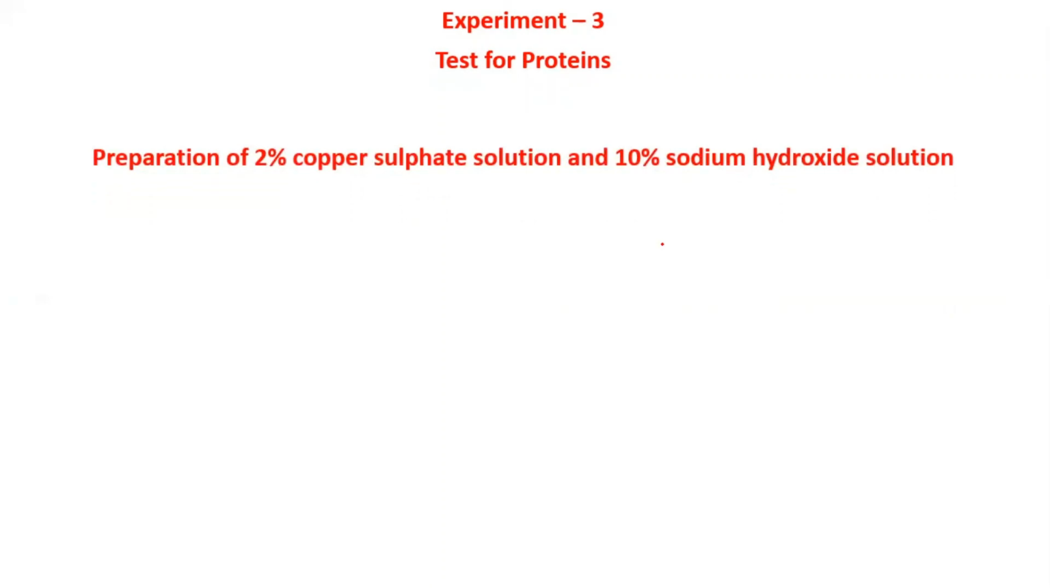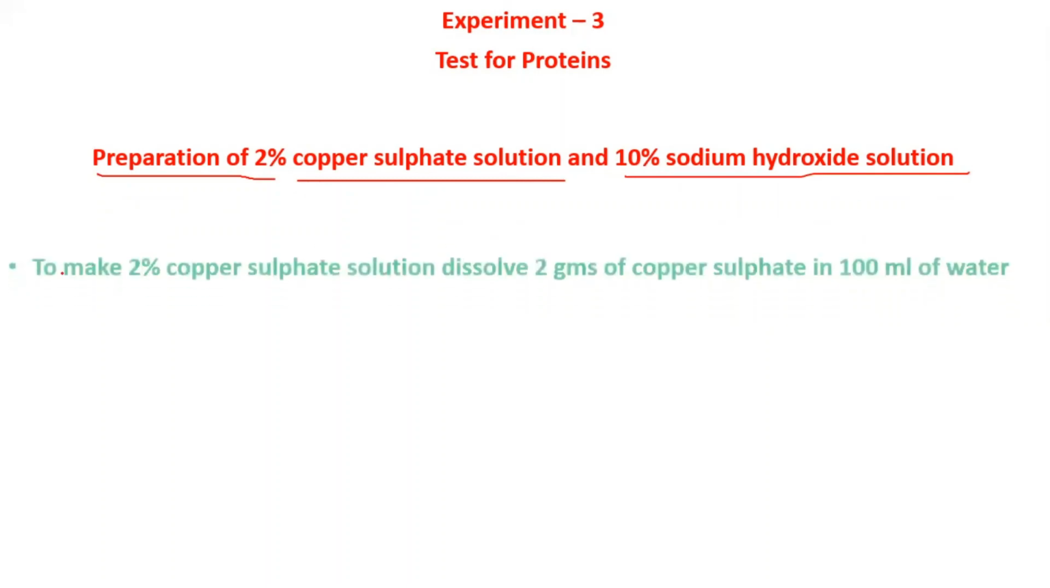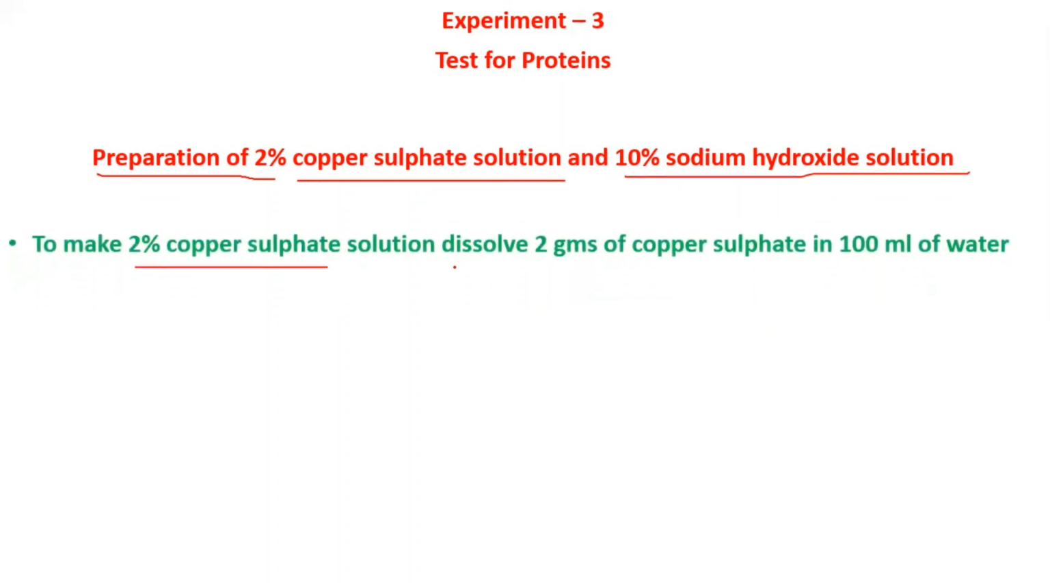Experiment 3. In this experiment, we are going to observe the test for finding proteins. Before discussing the test for proteins, we need to prepare 2% copper sulfate solution and 10% sodium hydroxide solution. To make 2% copper sulfate solution, we need to dissolve 2 grams of copper sulfate in 100 ml of water.